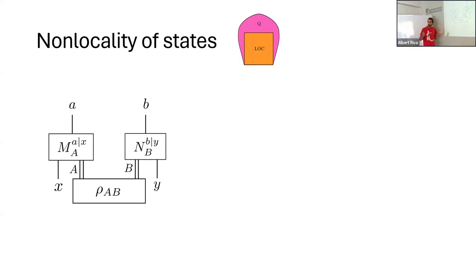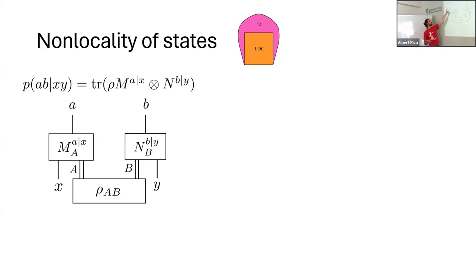Okay, how do we obtain this distribution? We have a state. Double wires means you do something quantum, a measurement. And single wires means that you do something classical. Then you choose a classical label x, you choose the measurement that you do, and you output some measurement outcome a. It's a local, it's part of local.